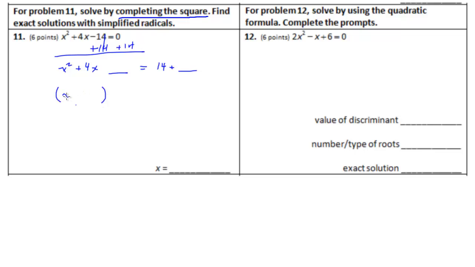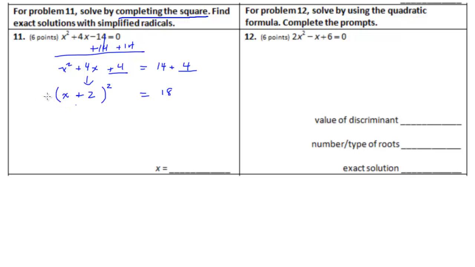So, to complete the square, I take half of 4, and that's 2. And I square that 2. That 4 there completes the square. This is a perfect square. X plus 2, the quantity squared, gives me x squared plus 4x plus 4. I balance that over here. And so to finish on this second line here, I'm adding 14 and 4 to get 18.